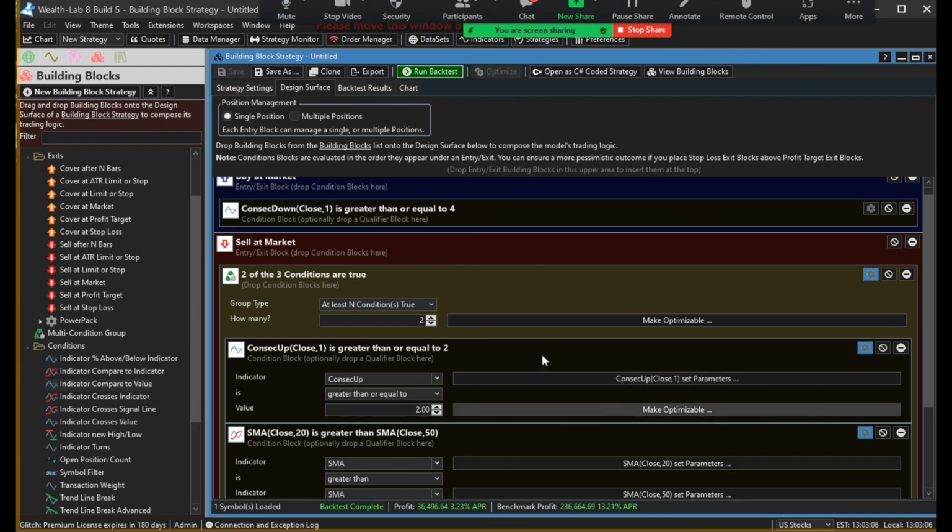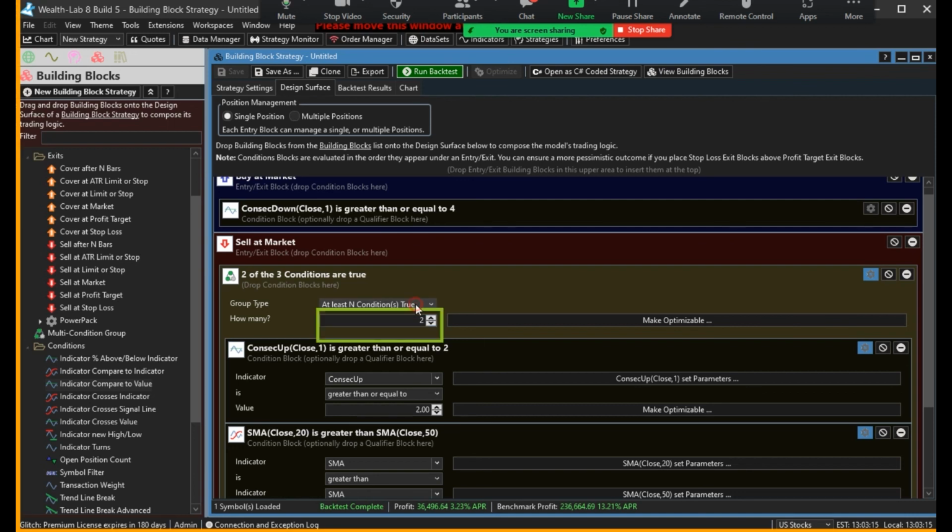Well, in this case, the way we have it set up here, two of the three are true. So you could also say it's "and." Two are "and," right? One and another. Yes. But if you set it to one, then it's just one of the three is true.